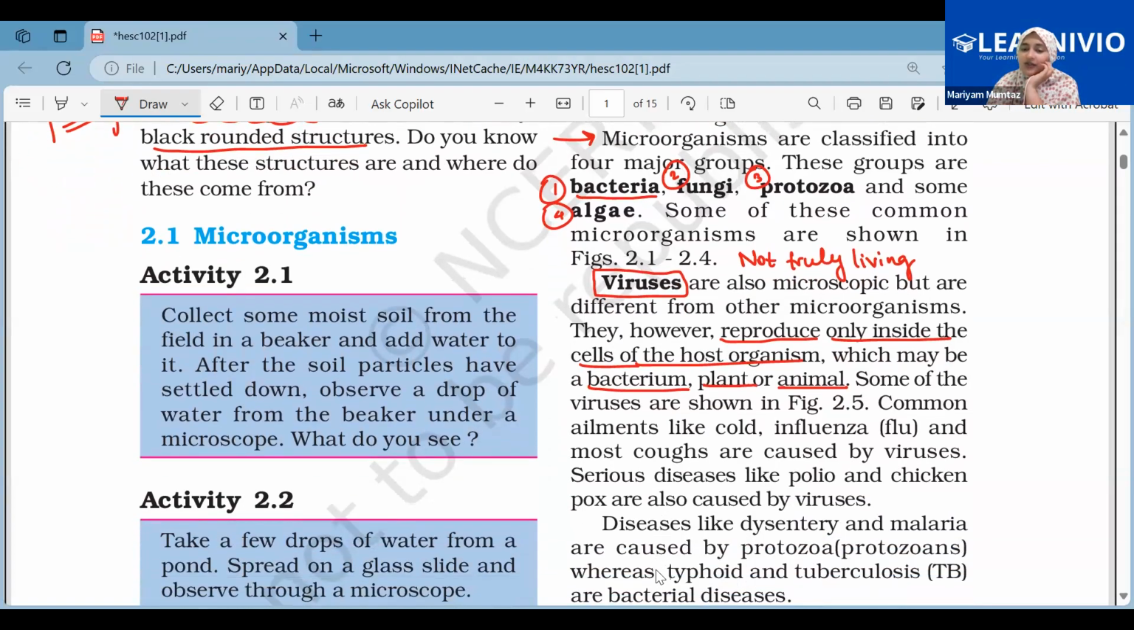So there are many diseases. Do you know one of the most famous diseases caused by a virus? Ma'am, could you repeat your question? Yeah, the question is, do you know the most famous disease caused by a virus? COVID. Yes, exactly. Other than that, common cold, influenza, which is flu, and many coughs are caused by the viruses. Serious diseases like polio, chicken pox are also caused by the virus. This is important to remember, okay?